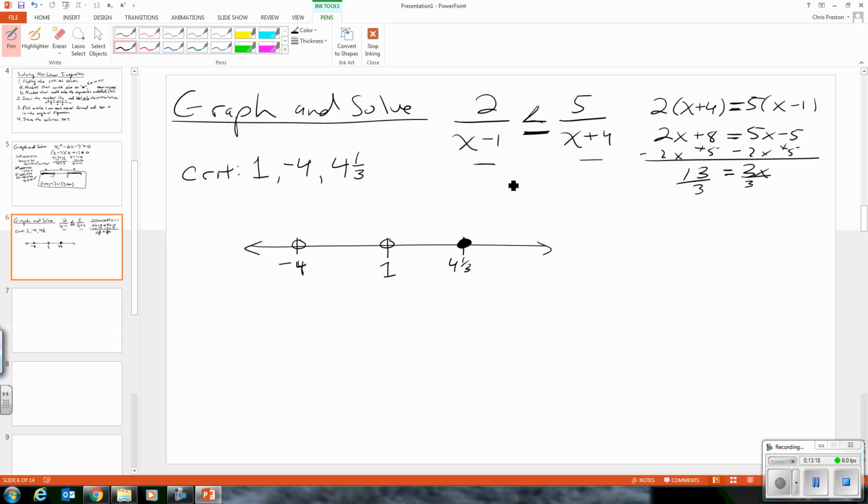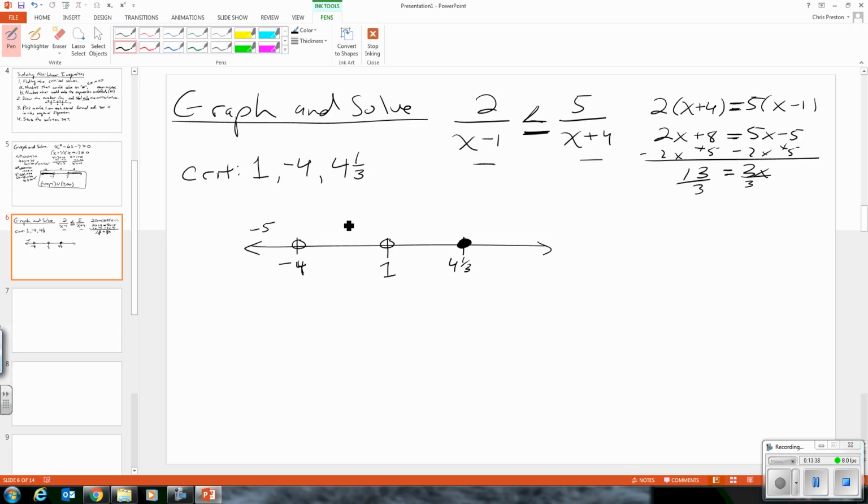You're never allowed to divide by 0. So these have to be open circles. They don't have any other choices. So be careful about that. This symbol only tells you whether the first type of critical value could be included or not. It doesn't tell you about that second type, the ones that make it undefined. So if it makes it undefined, it's never going to be allowed in there.